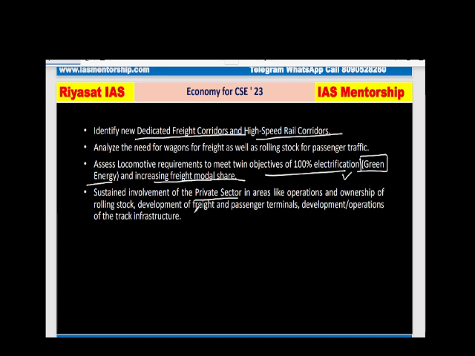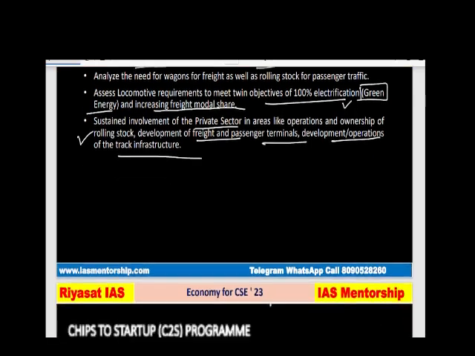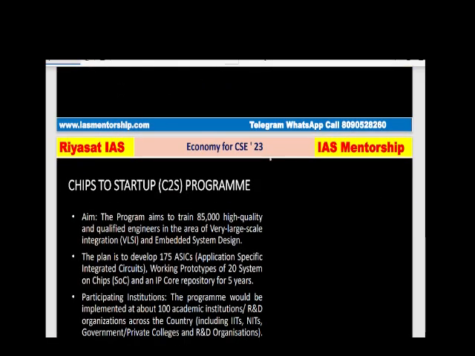In which type of work private sector will be involved, such as rolling stock, development of freight, passenger terminals, development operations, tracking infrastructure, etc. Clear? So this is your vision plan of Railway 2030.